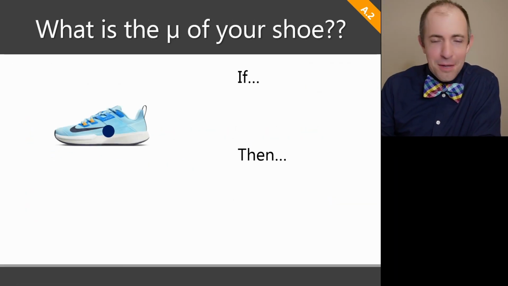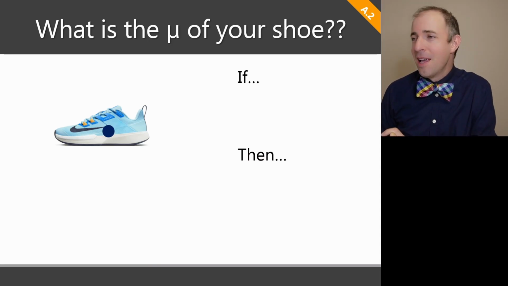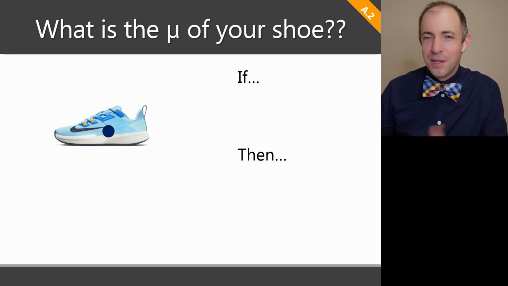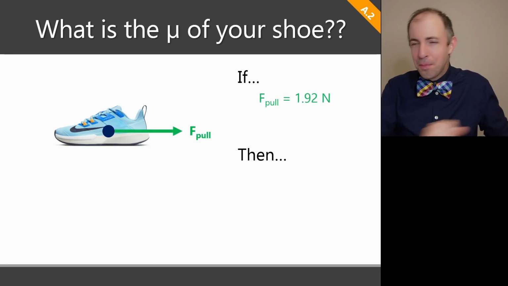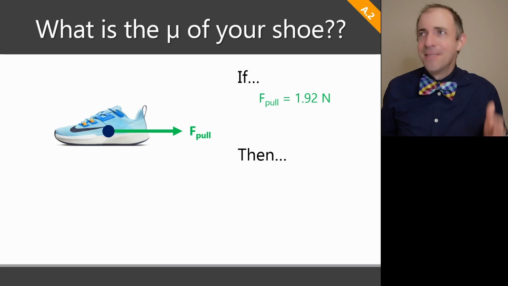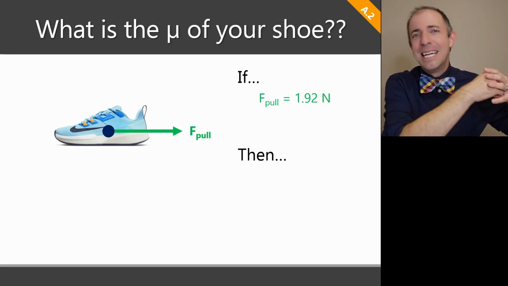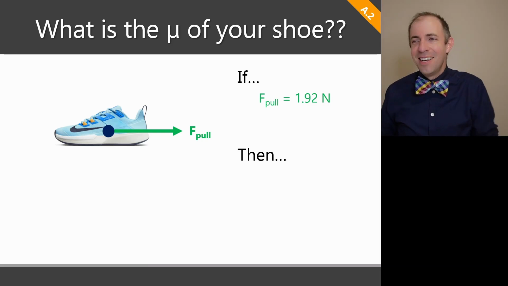Another common example that you might see is finding mu, the coefficient of friction of a shoe. A really easy experiment to do with this is if you have a force probe and you pull with a force probe at a constant velocity. Constant velocity, as weird as it feels, is still equilibrium. That's still not speeding up or slowing down. It's maintaining its first law of motion.